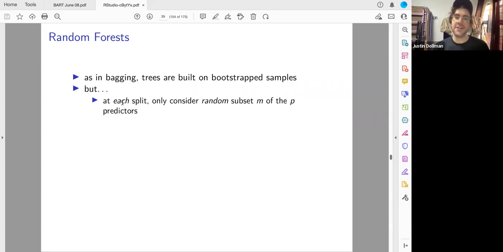It's kind of a roll of the dice. But at each split, there are only going to be M of the P predictors, where M is less than P. And so M then is a new hyperparameter. So we have B and M now.